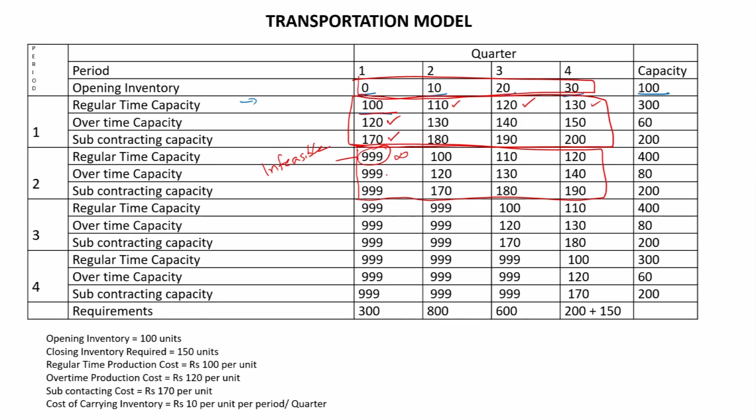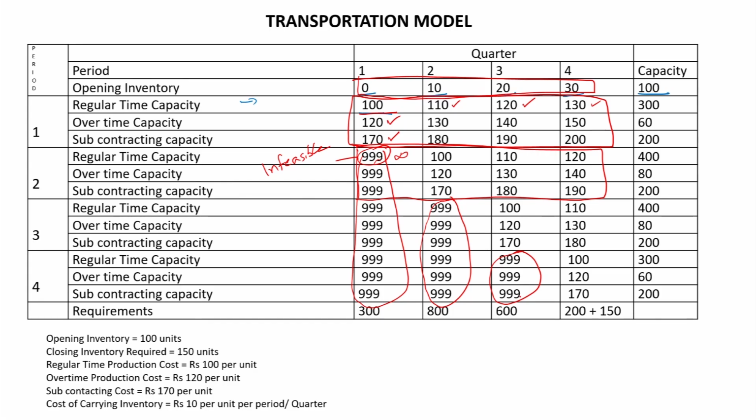That is why all these parameters are kept as a very large number, because it is not possible. Same way, we have kept this number also very high because this is infeasible. This also we kept very high because it is not feasible. You cannot produce in the third quarter and meet the requirements in the fourth quarter. It is not possible, so we have kept it like this.